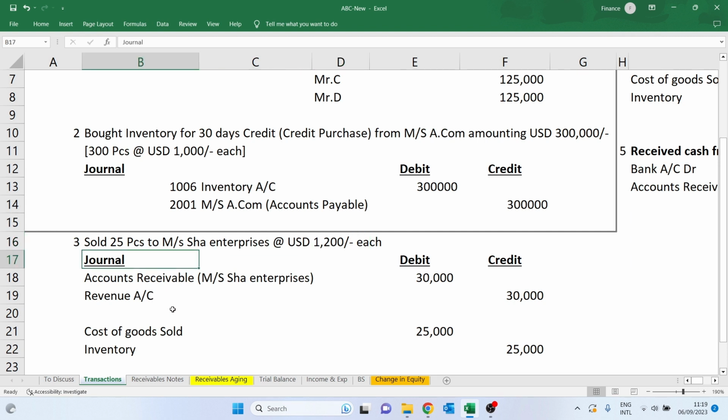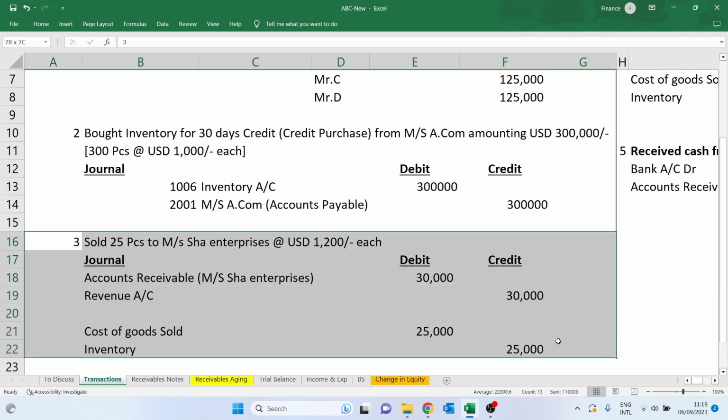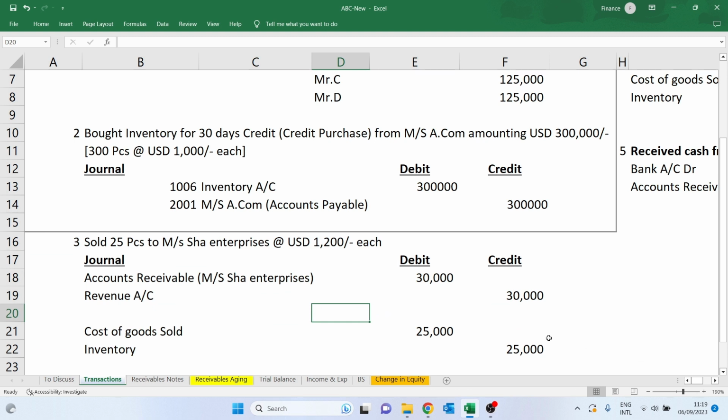There will be two journal entries during the sales. We have already discussed this earlier. Accounts receivable debit to revenue credit, and the second entry will be cost of goods sold debit to inventory. We will have to sell a few more products so that we will get some more accounts receivable, so that we can prepare the accounts receivable aging.